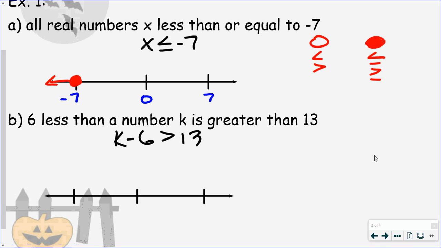So in order to graph this, let's go ahead and solve this for k. So let's get the k by itself. So hopefully you've done solving one-step equations before. If not, you'd probably want to go reference that. So to solve this, we do +6 on both sides. And so we get k is greater than 19.